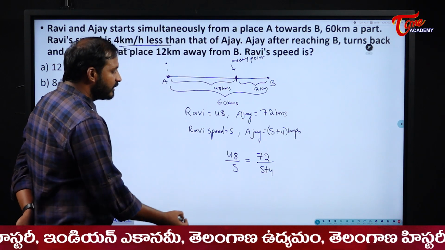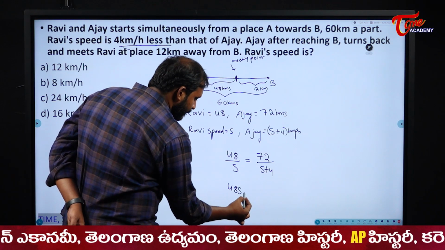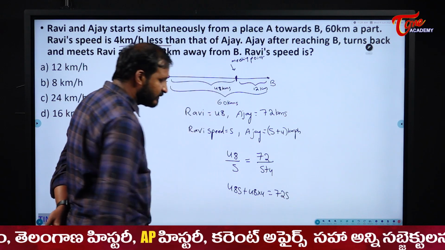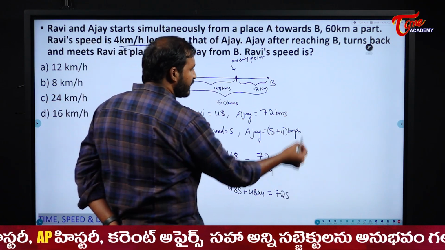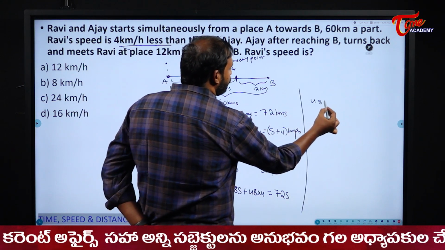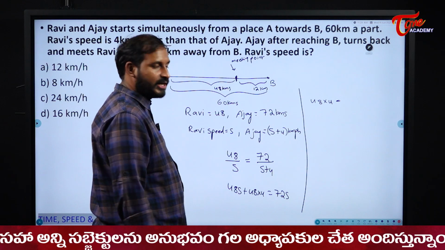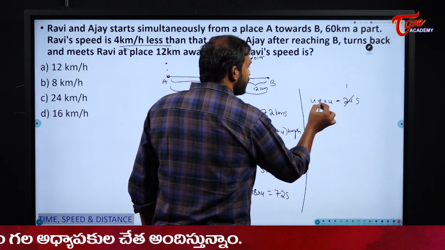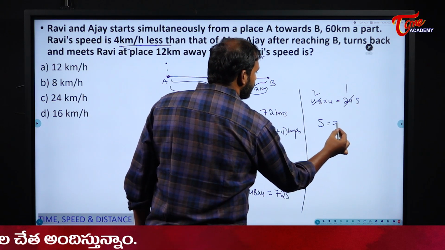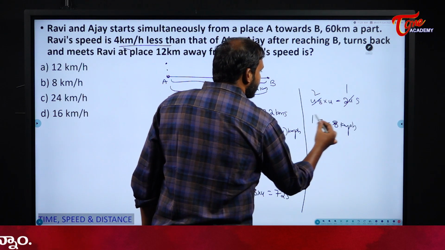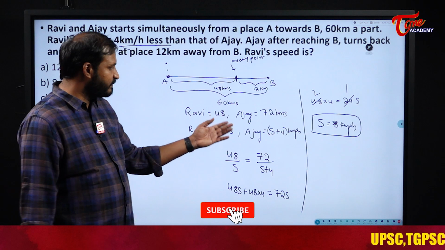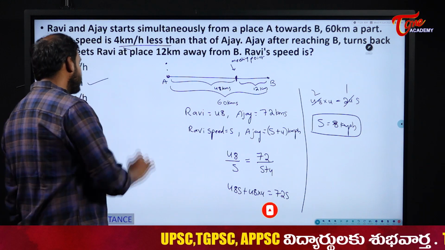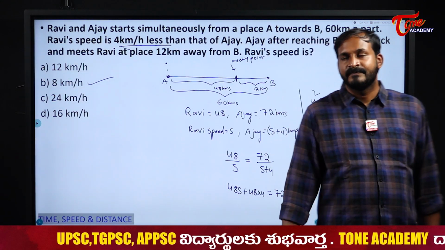Cross multiply this. What will you get here? 48S plus 48 into 4 is equal to 72S. Now, if I send this 48S to that side, it will become 48 into 4 is equal to 72 minus 48. What does it become, students? 24S. So 24 ones are 24, 24 twos are 48. So speed S will become 8 kmph. They are asking us to find the speed of Ravi and S is the speed of Ravi. So speed of Ravi is 8 kmph.